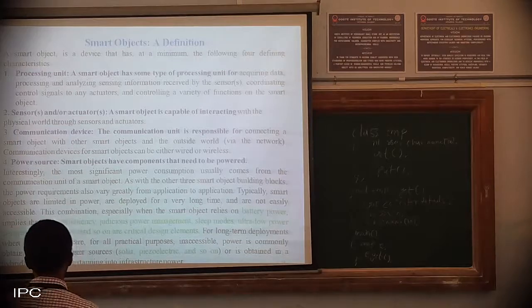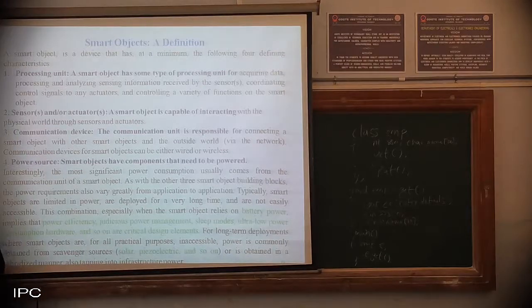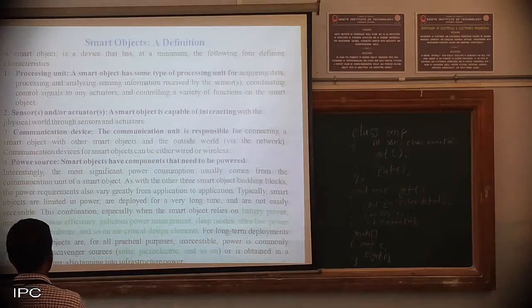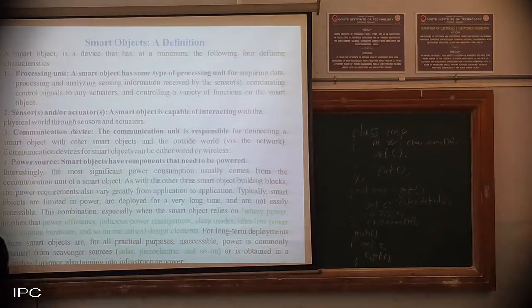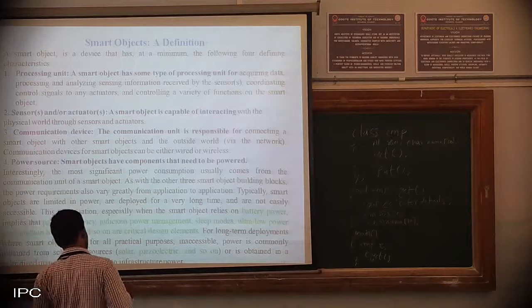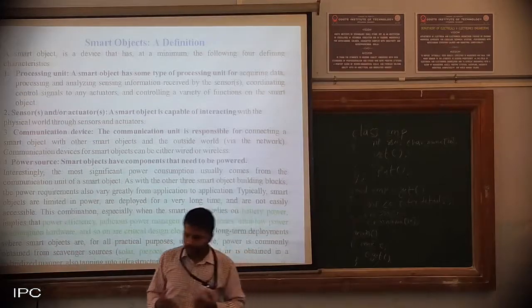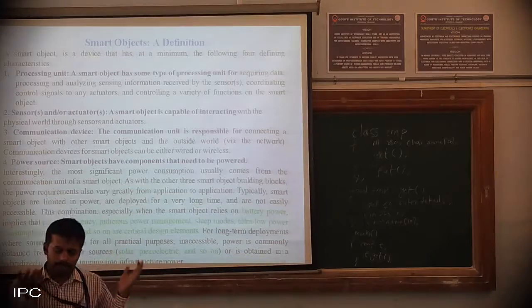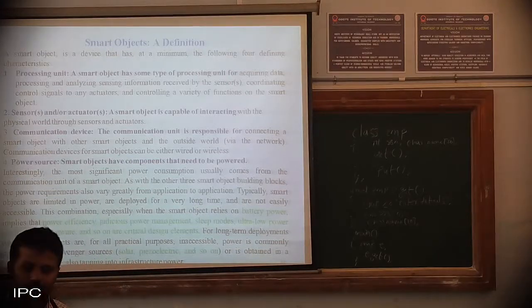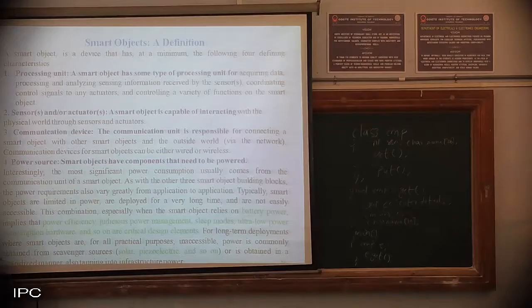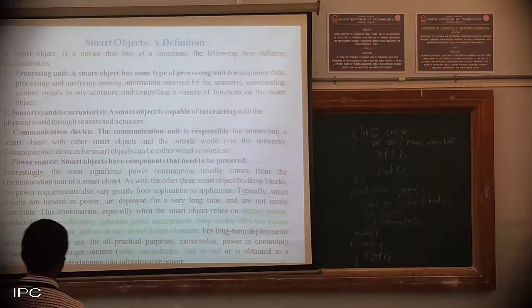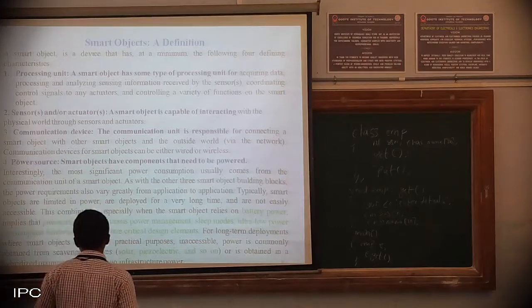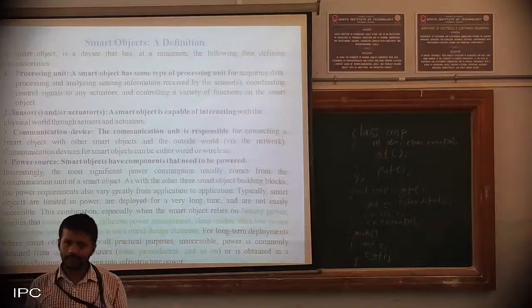And the third thing is the communication devices. The communication unit is responsible for connecting the smart object with other smart objects and the outside world. If the data it is processing is to be stored or accessed, or sent to other smart objects, or sent to the cloud, then definitely communication devices and the internet are required. So that is the third most important thing in a smart object.